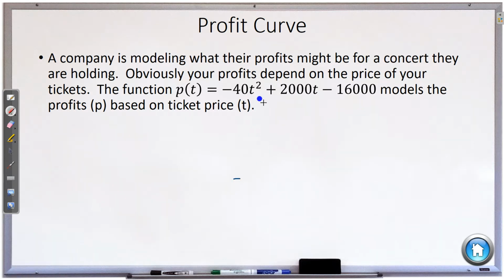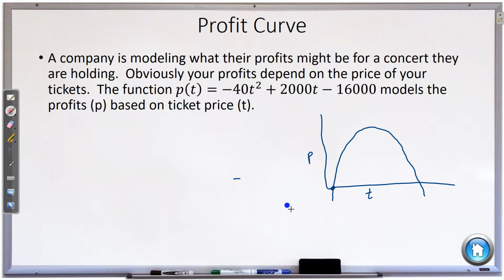This is a parabola and the negative 40 in front means it is upside down. Now yes, the numbers are big, but don't let that throw you off. We have an upside down parabola. If we have our ticket price on the bottom, and our profit on the y-axis.